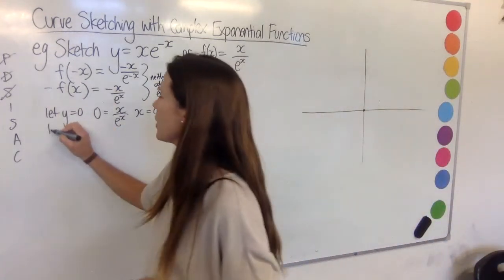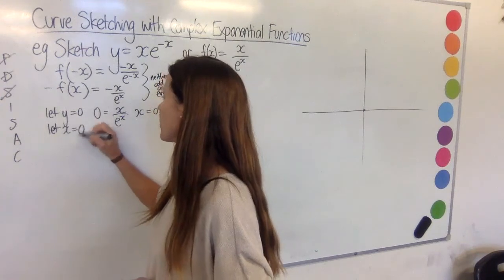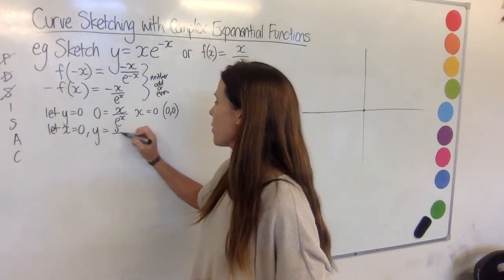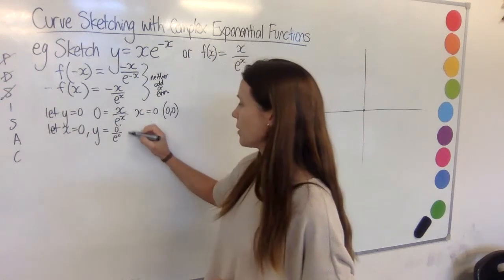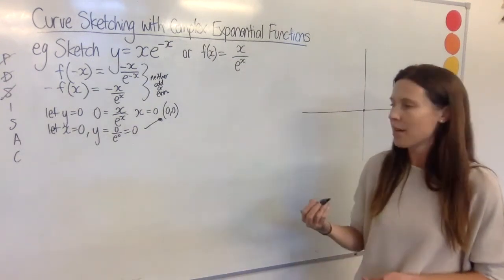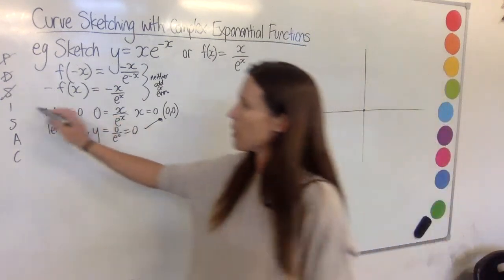All right, what about if we let x equal 0? What happens? Well then, y is going to be 0 over 1, which also is 0. So it just gives us that same point again, another way. All right, we've thought about intercepts.